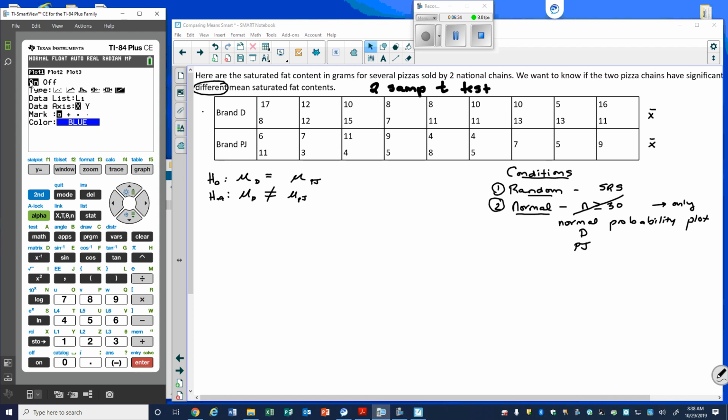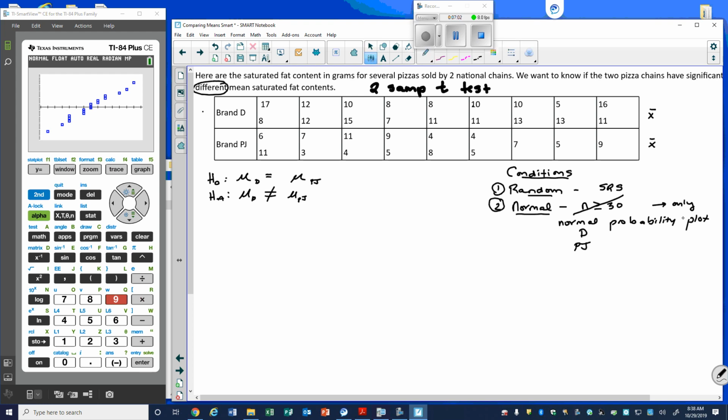Make sure that it's turned on and that the final graph is chosen. This is your normal probability plot. The first time through, I'm going to make sure that this is on list 1, which is second 1. When I hit zoom 9 to graph it, this appears approximately linear, which is going to tell me that this is a normal distribution.